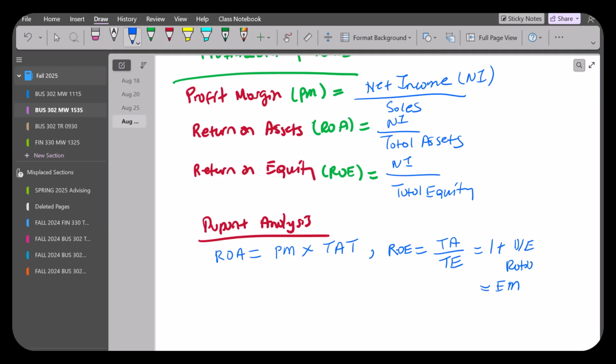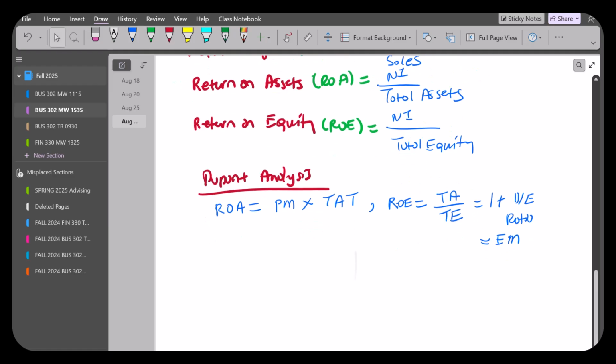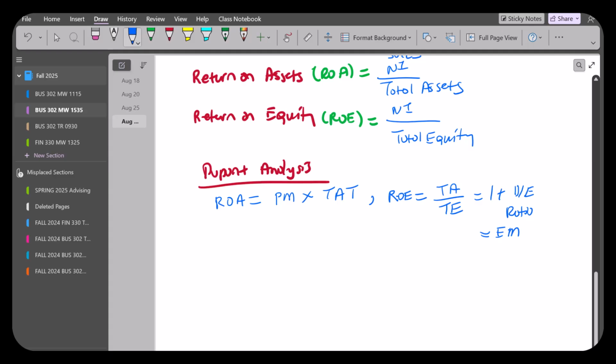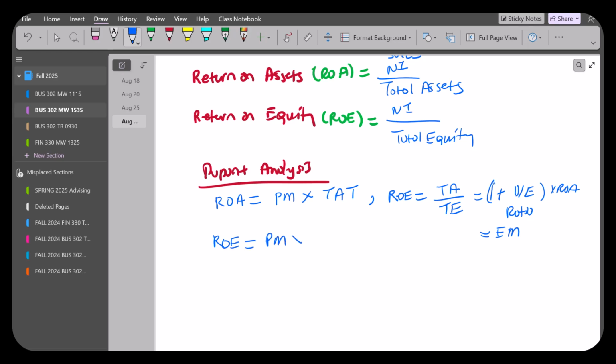And finally, you can write ROE as the equity multiplier times ROA. ROE is actually the product of PM times TAT times equity multiplier. This is actually a nice little decomposition.